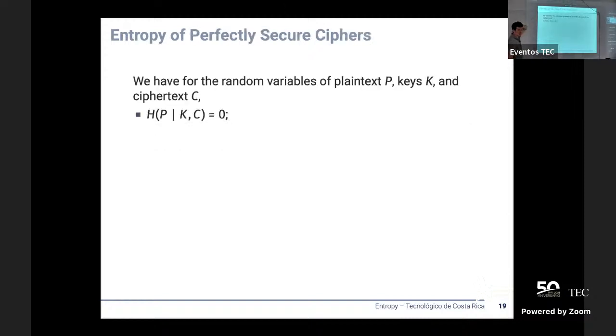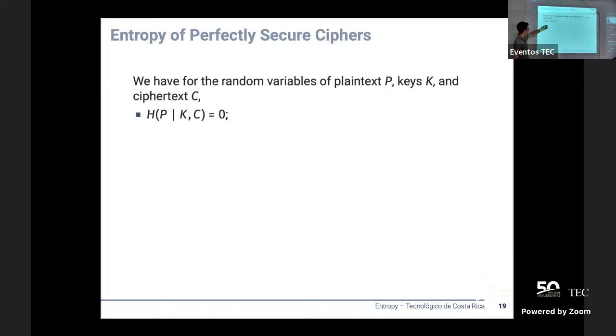So let's have a look at this slide, which will contain lots of formulas, and we will derive some and come to a conclusion. If we look at perfectly secure ciphers, we have some keys and a ciphertext. What do we know the entropy is for a plaintext given some key and some ciphertext? The entropy will be zero, which means it's completely deterministic. So we don't get any new information.